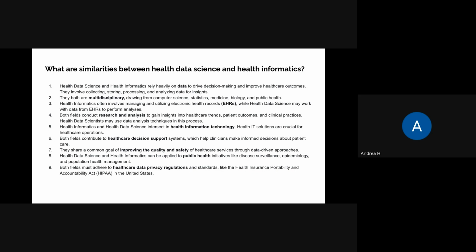That's when I first actually learned about health informatics, when I started working in disease surveillance. And I just realized how important it was to be doing good health data science work, and epidemiology and public health, population health management. Both must adhere to healthcare data privacy regulations and standards. So it's really important. Some people outside of healthcare don't know about that. So if you're working with a team that doesn't have any healthcare expertise, but you are the healthcare expert, you want to make sure you let everybody know, because you don't want to get in trouble because people don't know.